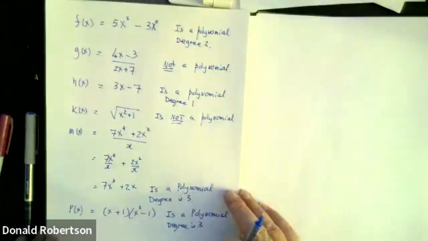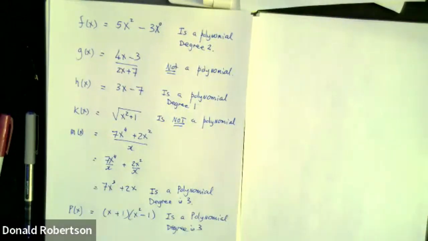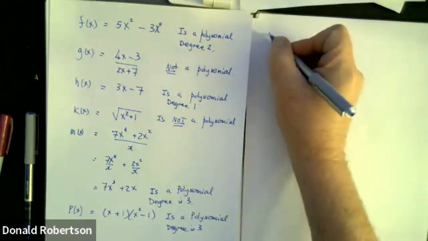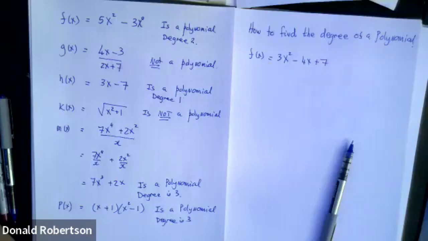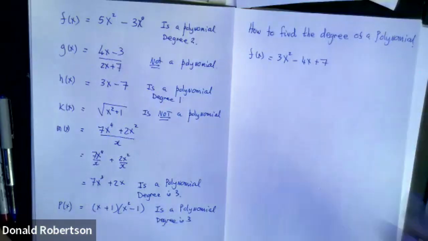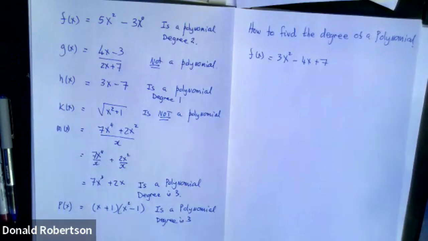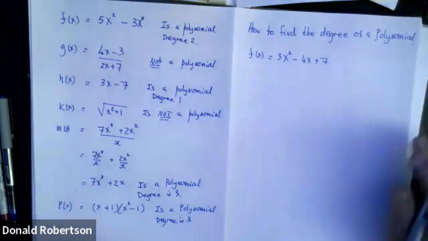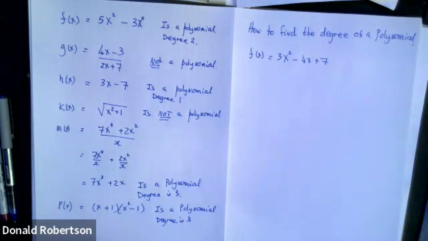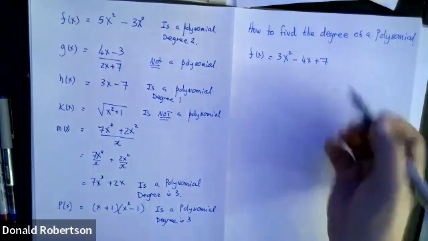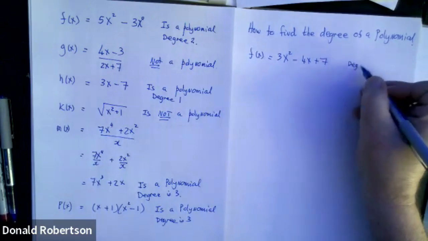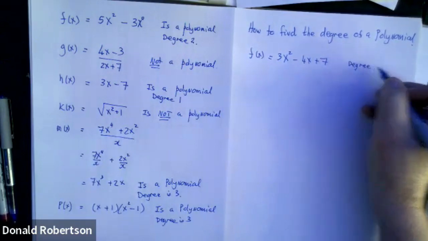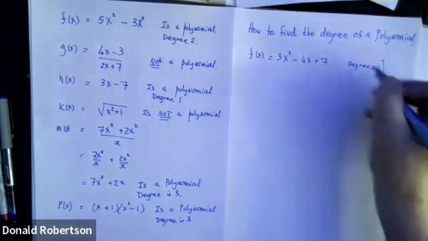So let's now look at how you find the degree of a polynomial. Here's a straightforward one to start the process. What we have is essentially a quadratic, but we recognize that as a polynomial. The highest power of x is 2. So this is a polynomial of degree 2.